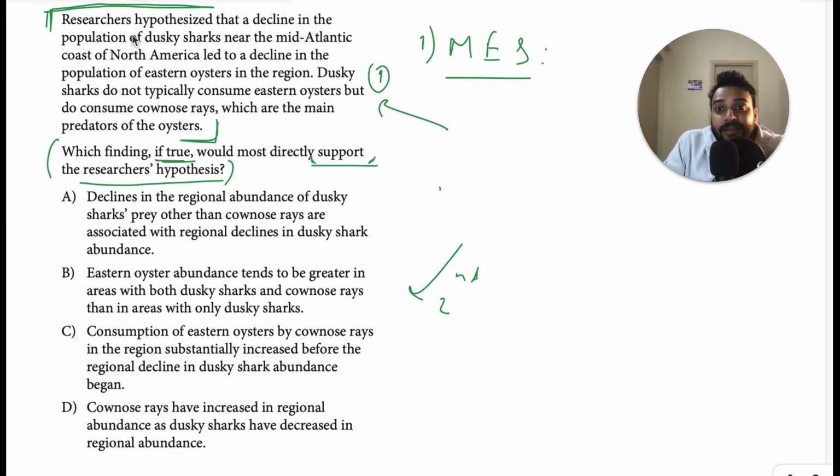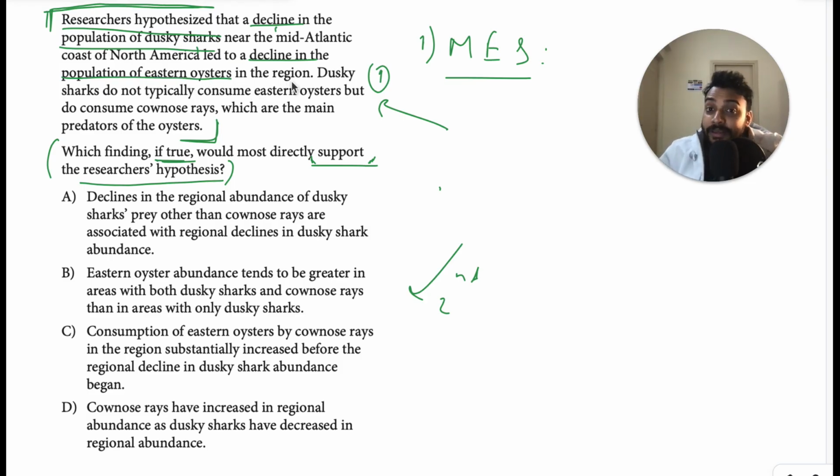Okay, this line, researchers hypothesize it's talking about a decline in the population of dusky sharks near mid-Atlantic North America. I don't think they would have any other location in this smaller paragraph, so you don't need to worry about this specific location because this is the only location we're talking about. So a decline in the population of dusky sharks led to a decline in the population of eastern oysters in the region.